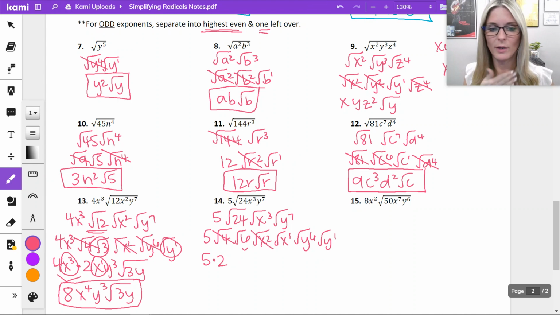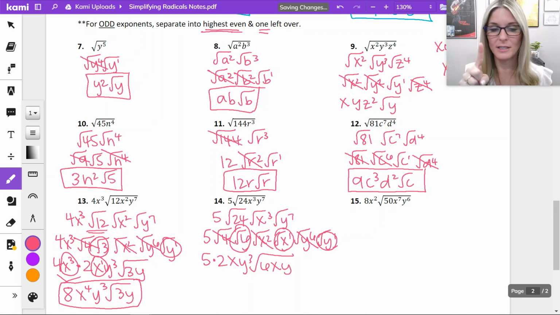Square root of x squared is an x. Single x is going to have to stay. Square root of y to the 6 is y cubed. And this other y is going to have to stay. Who did I not cross out that's going to be in our radical? 6xy.